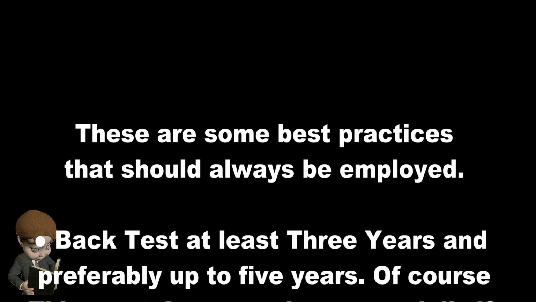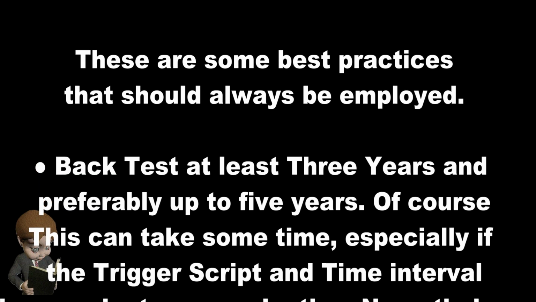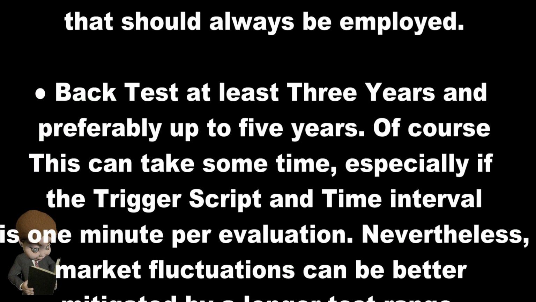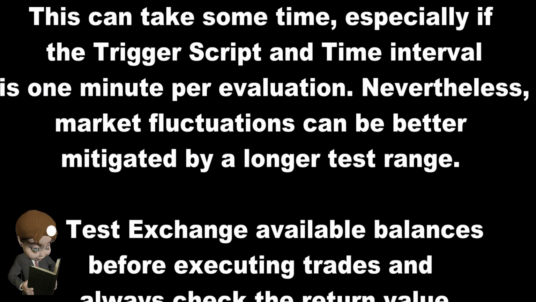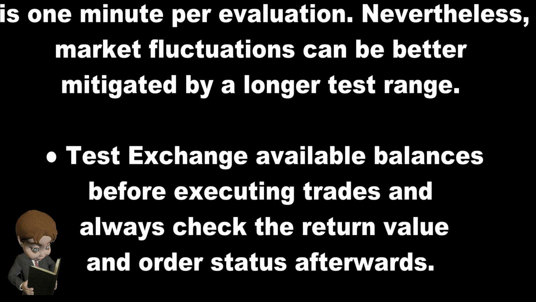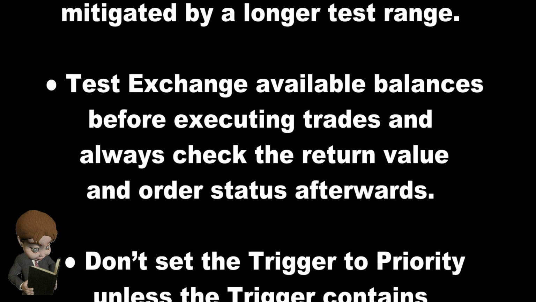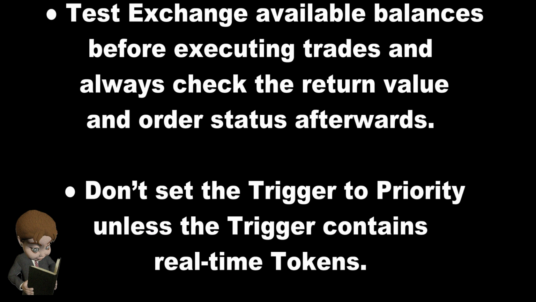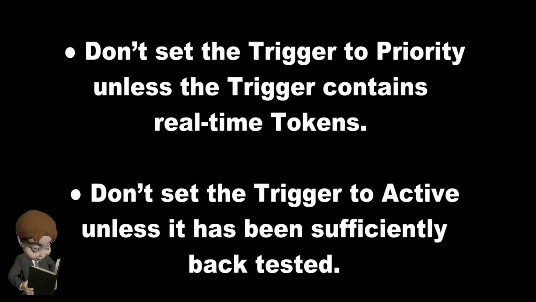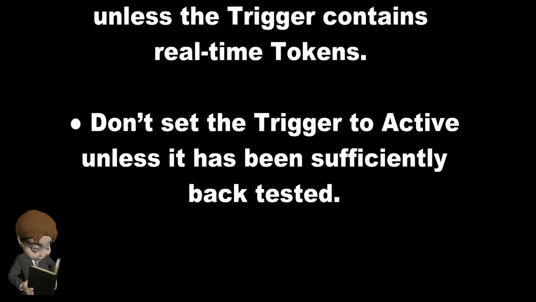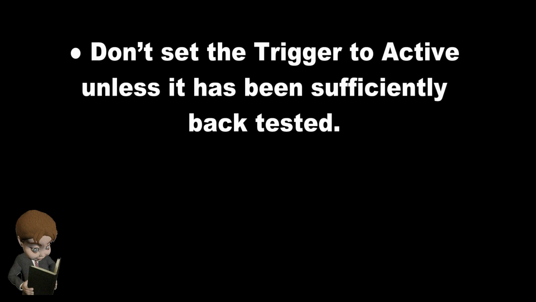Backtest at least 3 years and preferably up to 5 years. Of course, this can take some time, especially if the trigger script and time interval is 1 minute per evaluation. Nevertheless, market fluctuations can be somewhat mitigated by a longer test range. Test exchange available balances before executing trades and always check the return value and order status afterwards. Don't set the trigger to priority unless the trigger contains real-time tokens. Don't set the trigger to active unless it has been sufficiently back-tested.